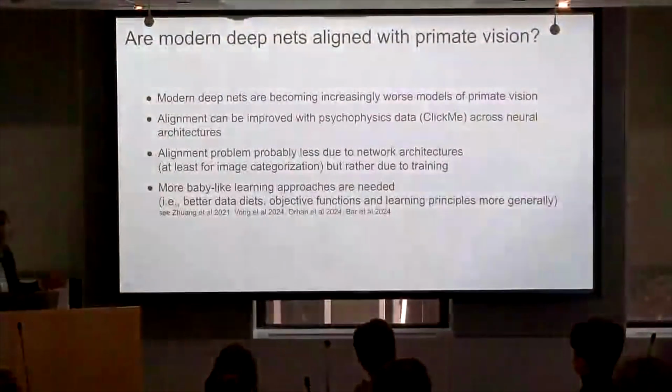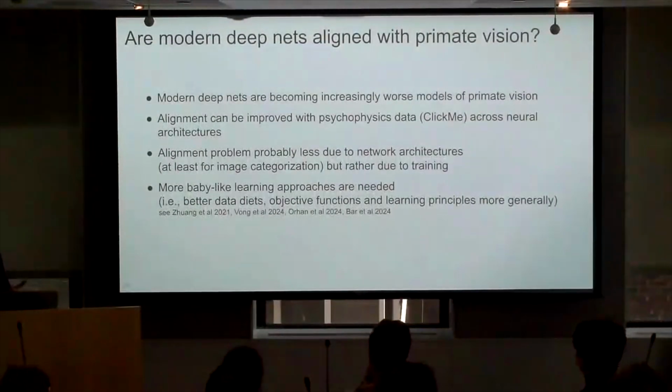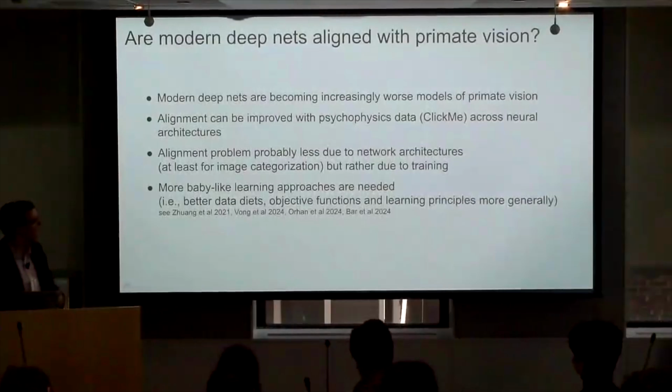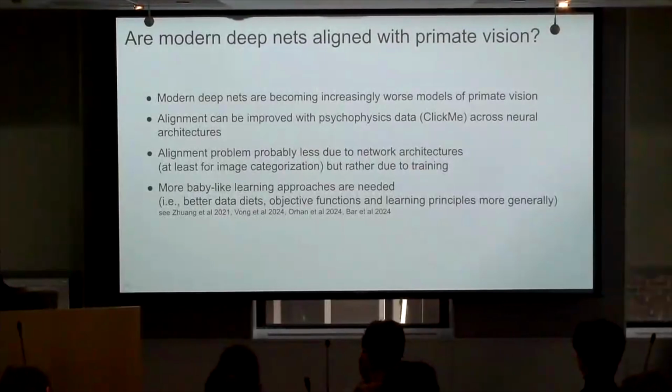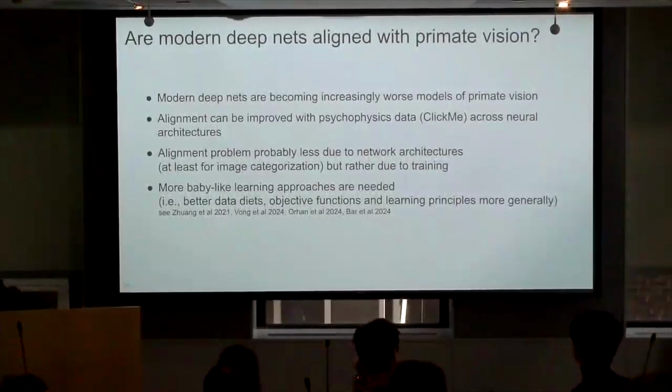All right, so what I've told you so far, I've made the point that modern deep nets are becoming increasingly worse models of primate vision. This is bad news for the state of neuroscience, so we need to come up with alternatives. I've shown you that the alignment between models and primates can be improved if we force this alignment with actual data during training. And at least as far as we've been able to test this, we've been successful at harmonization across a number of architectures, suggesting that, at least for the purpose of alignment, the architecture itself is less important than the way the models are trained.